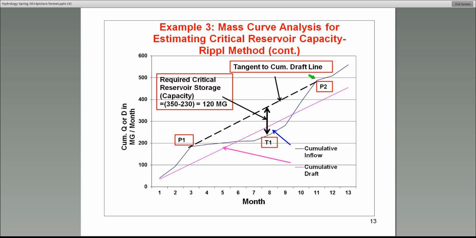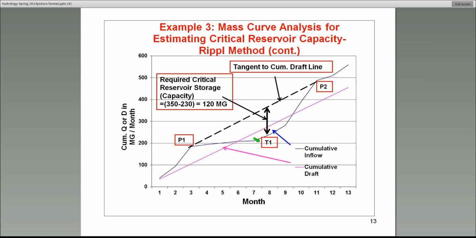But at the moment, in the graphical depiction, P1 is the first tangent here, or the intersection of the draft line curve with the inflow curve, and P2 is the second point of intersection. So you have to identify these 2 points in order to locate this trough, T1.